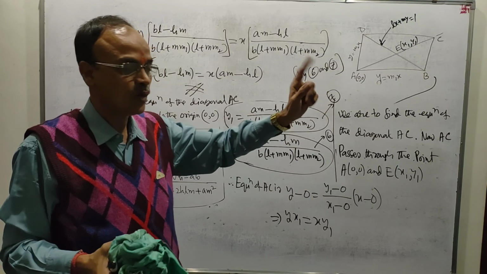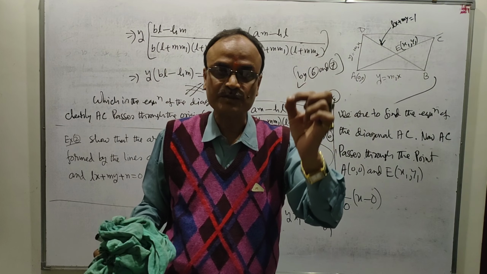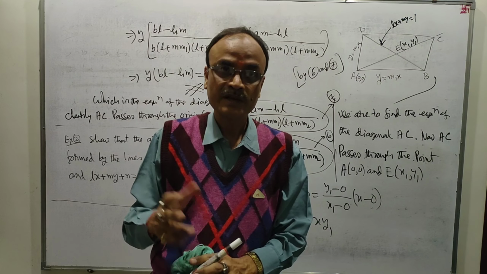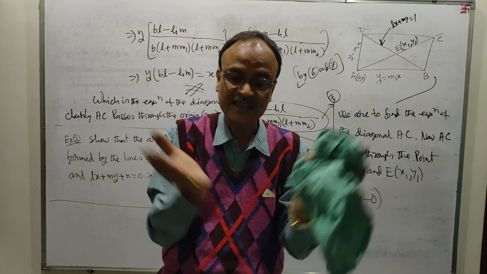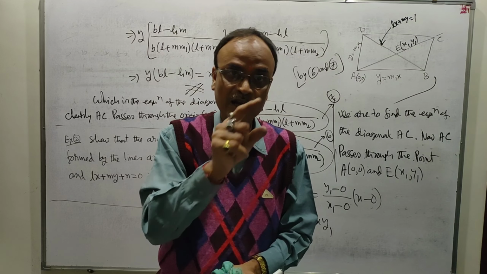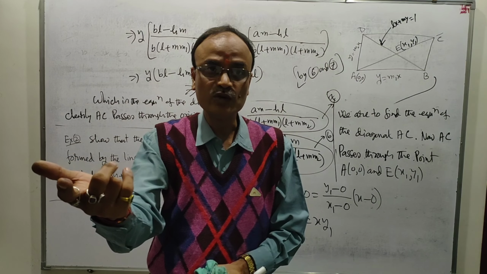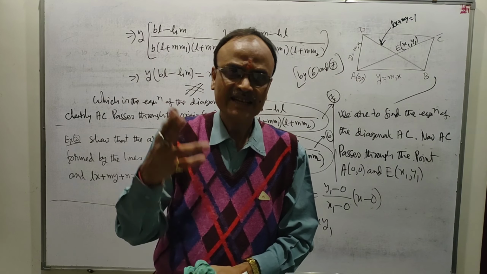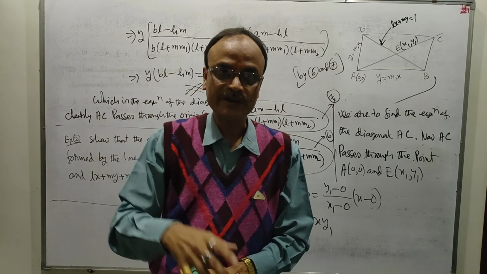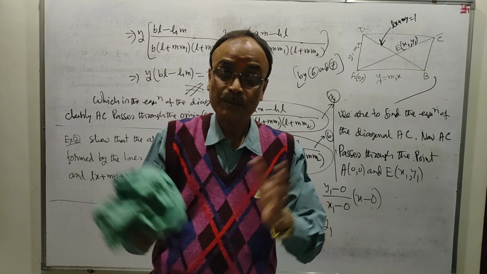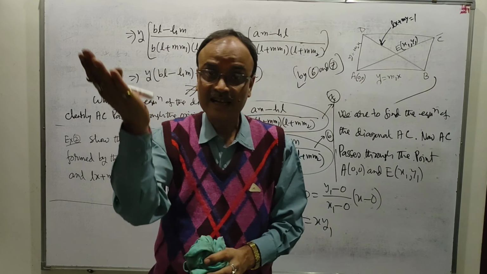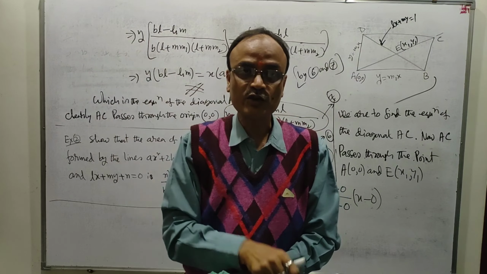What is our logic? a x square plus twice h x y plus b y square equal to 0 represents a pair of straight lines passing through the origin. Therefore, the equations of the straight lines represented by the homogeneous equation of second degree will be of the type y is equal to m1 x and y is equal to m2 x. Clearly, m1 plus m2 equal to minus twice h by b, m1 m2 equal to a by b. The point of intersection between the two straight lines is 0, 0.